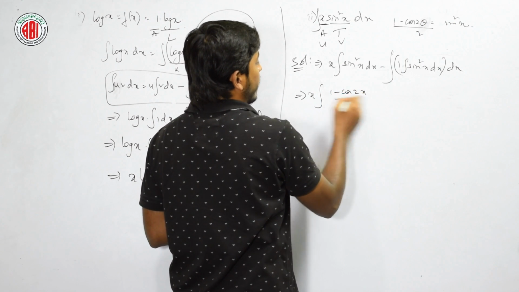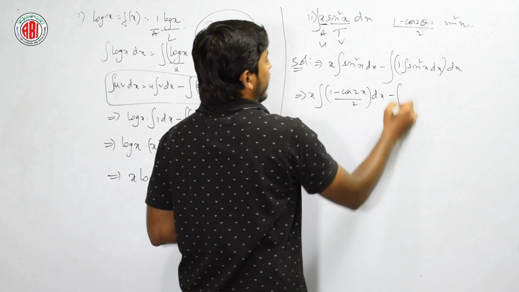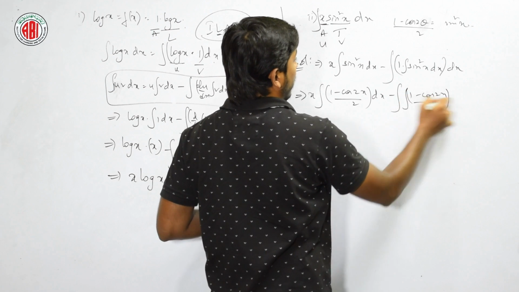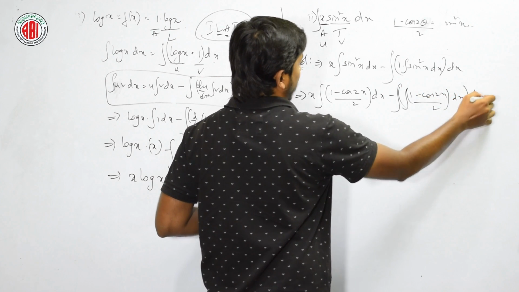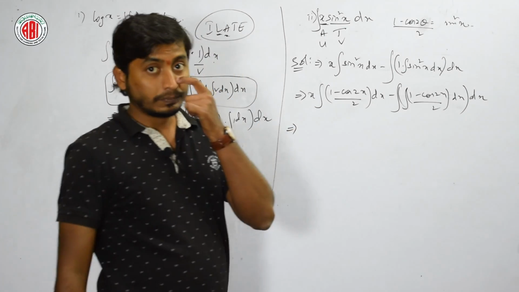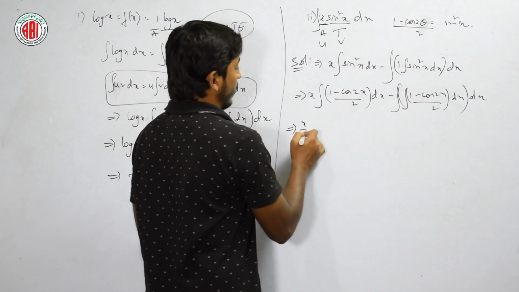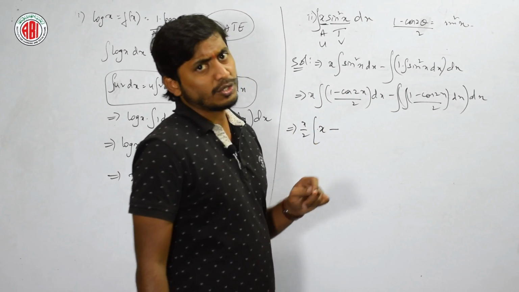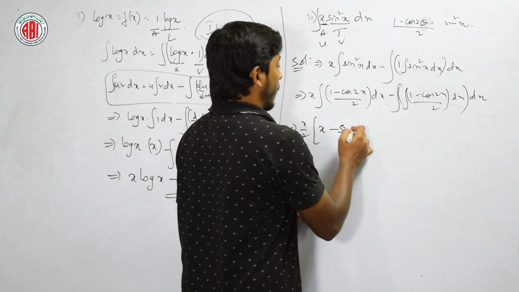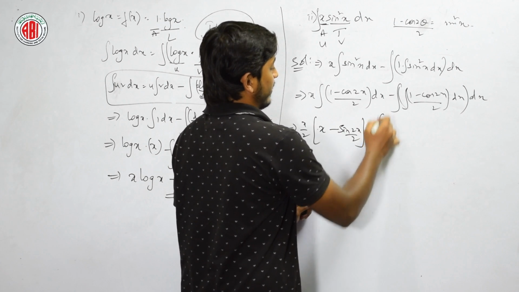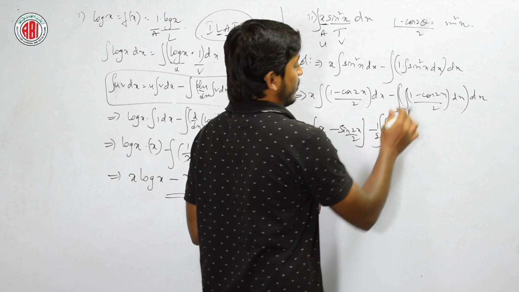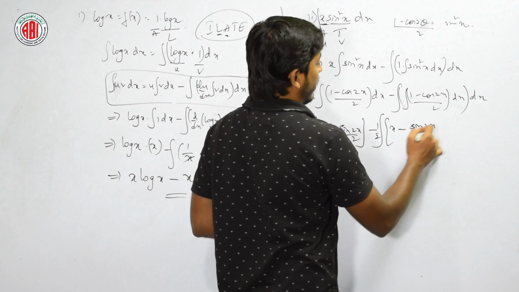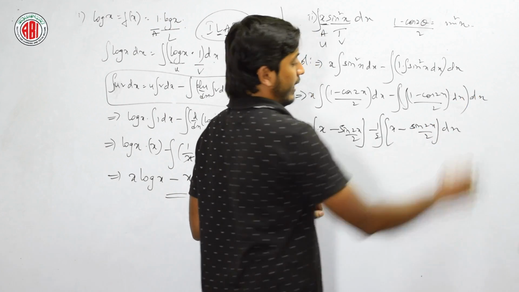Integral of (1 minus cos 2x) by 2 dx. Isn't it? So here 1 by 2 will be common. Now the integral of 1 is x. The integral of cos 2x is sin 2x by 2. So the integral is 1 by 2 times [x minus sin 2x by 2], whole dx.